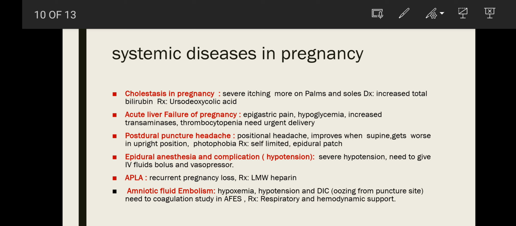For diagnosis, we do coagulation studies, and we give respiratory and hemodynamic support to the mother because it's a very dangerous condition. There is hypoxemia and hypotension, so we need to manage urgently in this case.